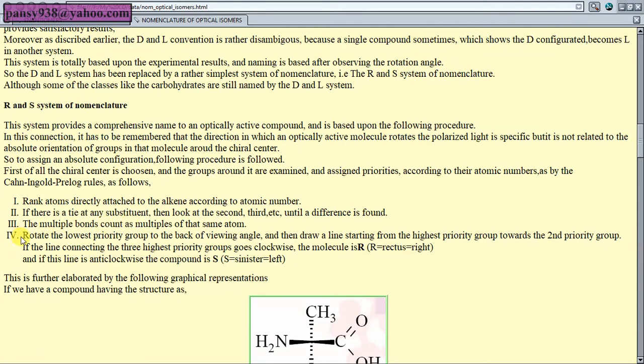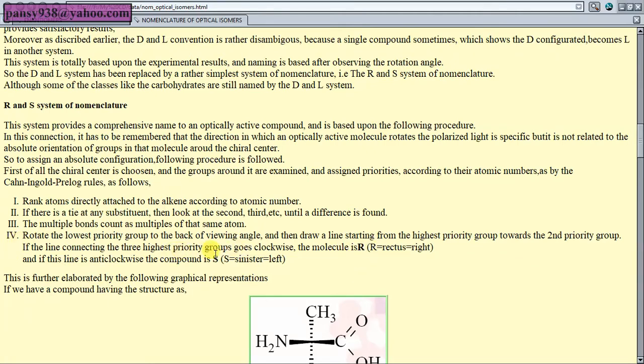The fourth rule is to rotate the lowest priority group to the back of the viewing angle and then draw an imaginary line, starting from the highest priority group towards the second priority group. From the highest to the second priority group, from this line you will see whether the direction is clockwise or anti-clockwise.